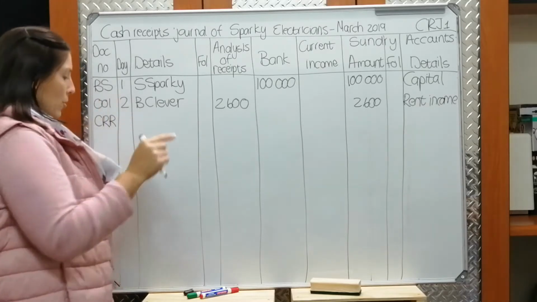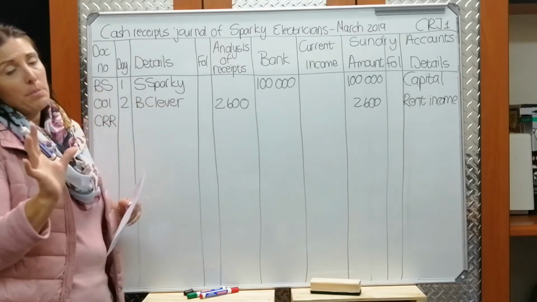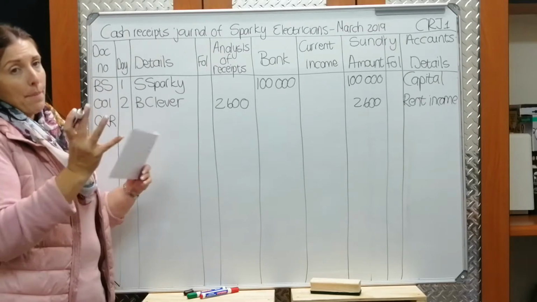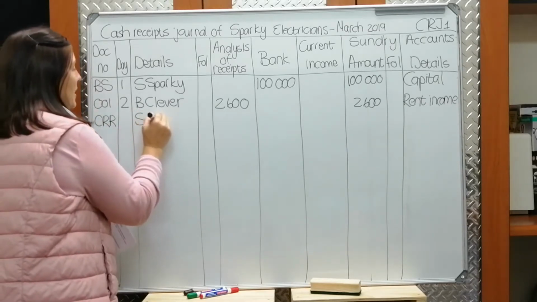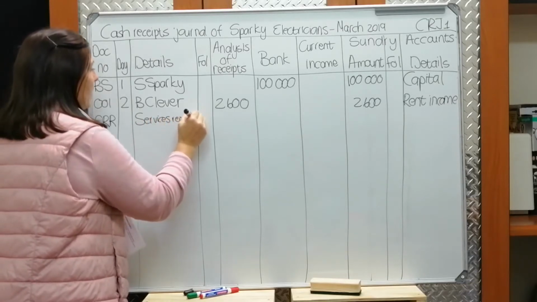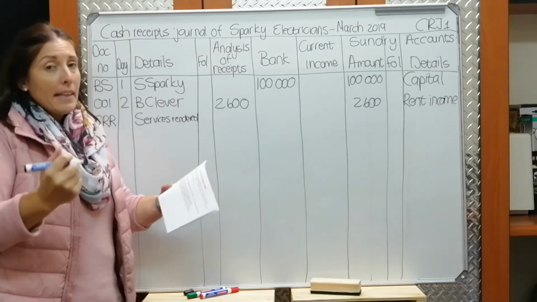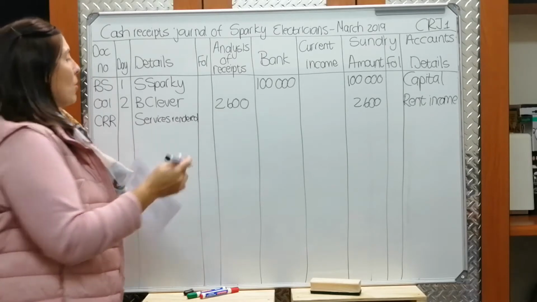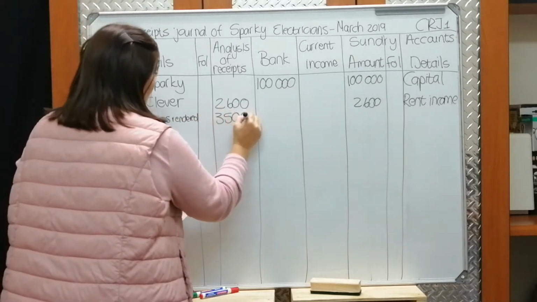Good. Why did we receive this money? For services rendered. We don't have a specific person's name because obviously it might be a couple of people to whom we rendered the service. So our details will just be services rendered. Right, we leave the folio column open. We definitely receive this money in the store, in the till, because it's according to the cash register roll. So we put the 3,500 in analysis of receipt.